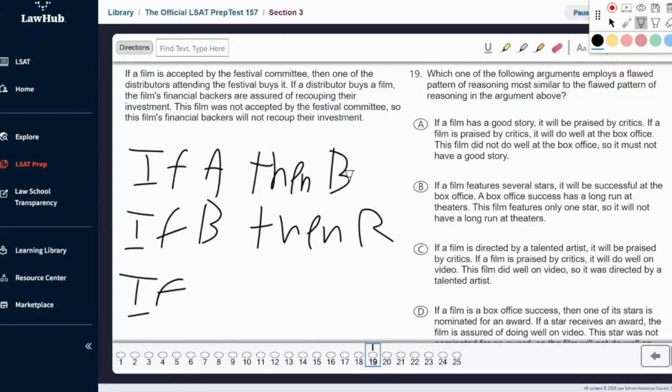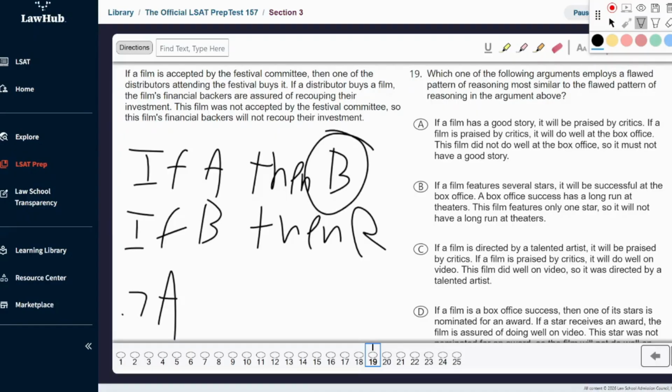Then we say that this film was not accepted by the festival committee. Okay, so which part are we missing? Well, we don't have our A. This is the sign for not, so not A. And then if we don't have A, do we have B? Well, that depends, right? It depends on whether or not this is a sufficient or a necessary condition.